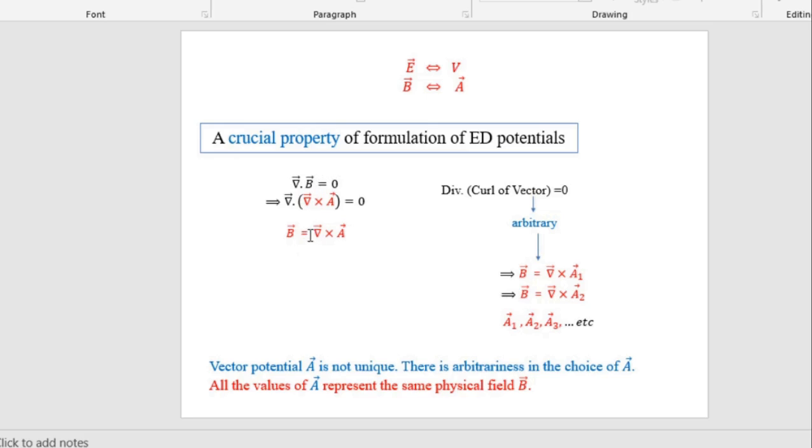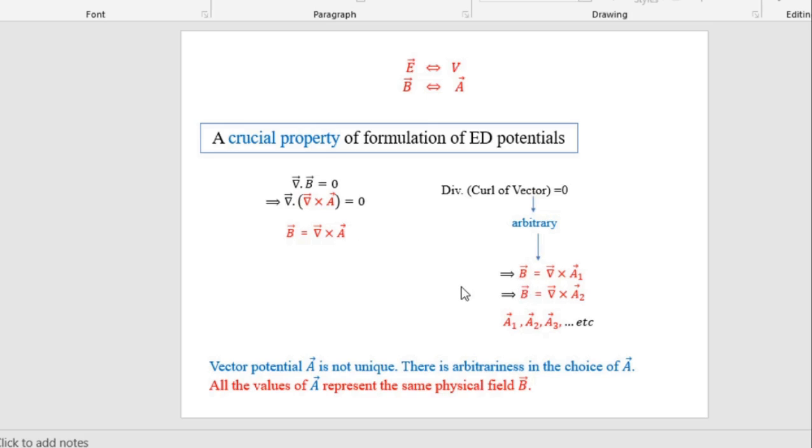So in writing down these equations B is equal to curl of A or curl of A1 or A2, etc., this magnetic field is not different. These are all the same magnetic field. This is a very important point we have to understand.